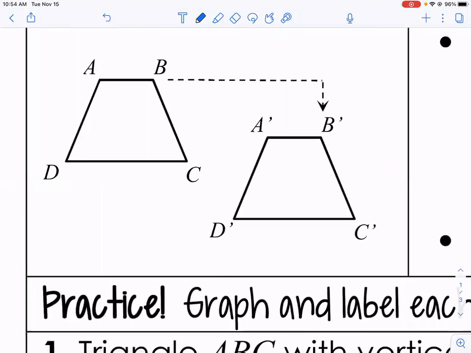Do you see this trapezoid right here? A, B, C, D. And see how this dotted line says that we slide it or shift it right and then down. And then I have a trapezoid right here. So A, B, C, D is where we started. Do you notice how we have these little tick marks? That's because that's where we ended. So here's our starting trapezoid. I shift it and here's where we end.